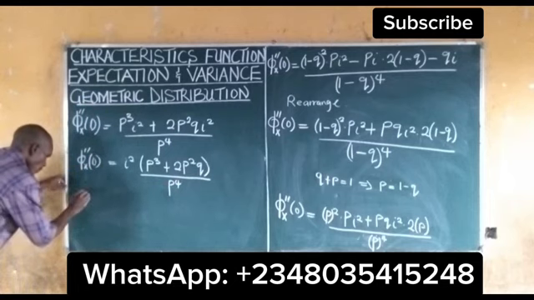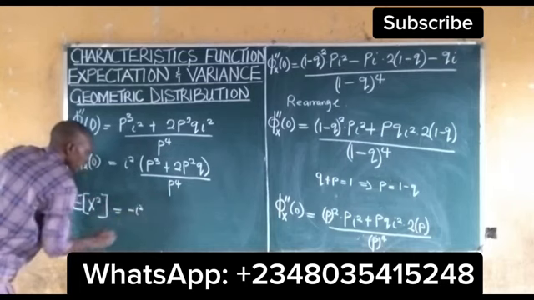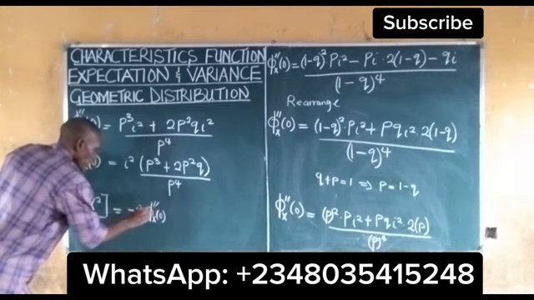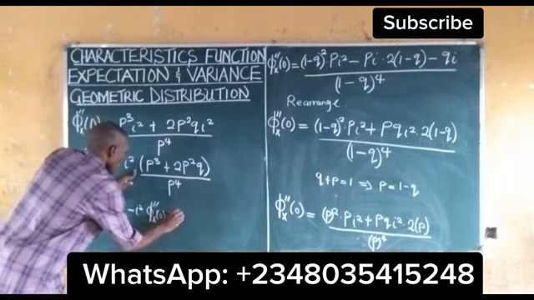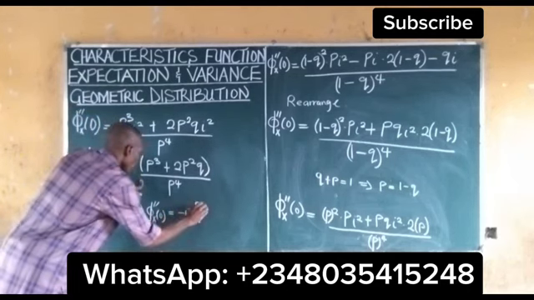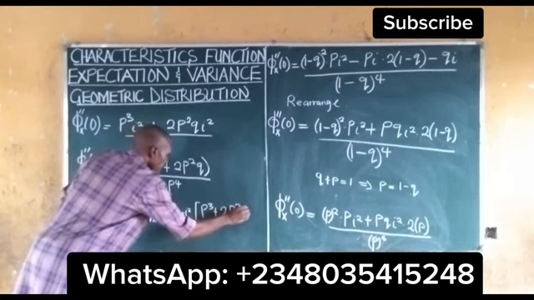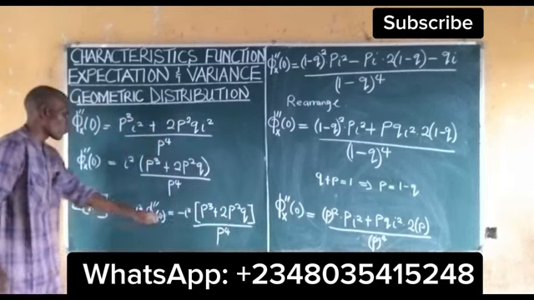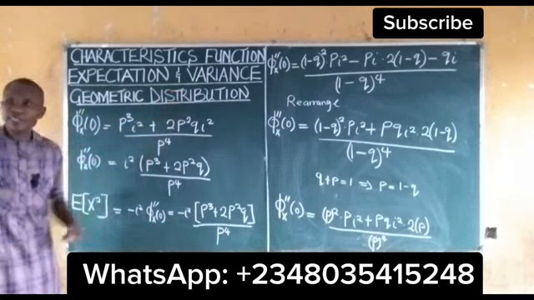Of course, our expected value of x squared, which is equal to negative i squared, characteristic function at t is equal to 0, we can now write this to be negative i squared into, nothing has changed, we have p cubed plus 2p squared q all over p to the power of 4. So we have to resolve this. We still move over to the other side of the board.